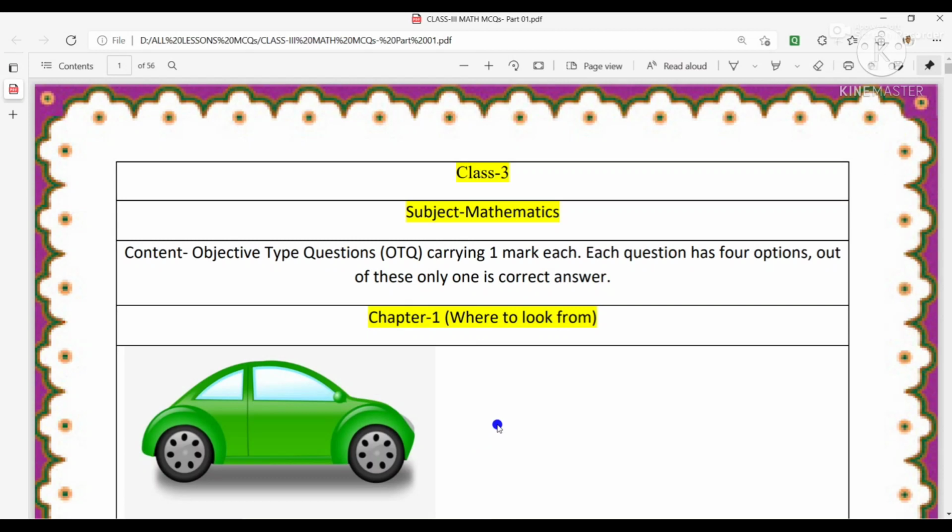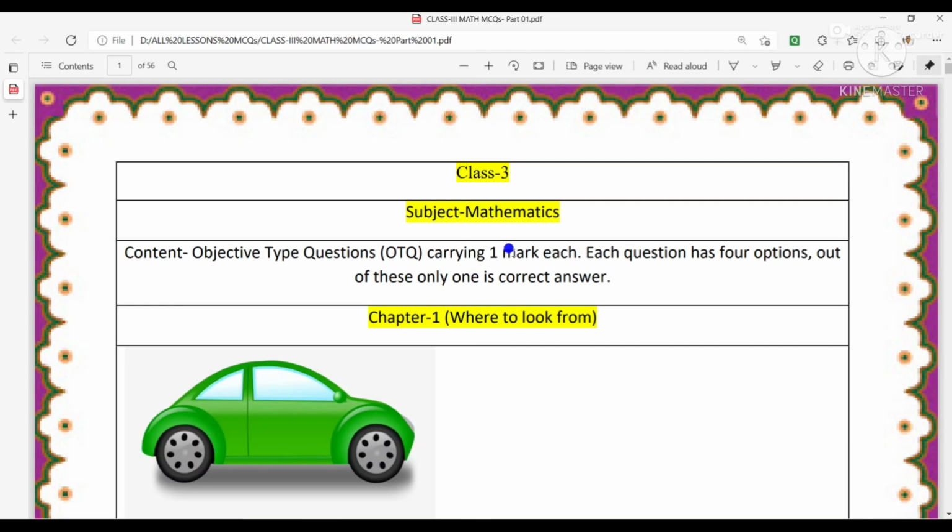Today in this video, we will discuss NCERT Class 3 Math, some possible multiple choice questions for half yearly examination. That means from the chapter Where to Look From to the chapter Time Goes On. So without being late, let us start this video.